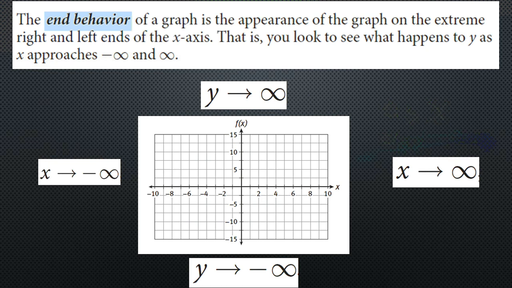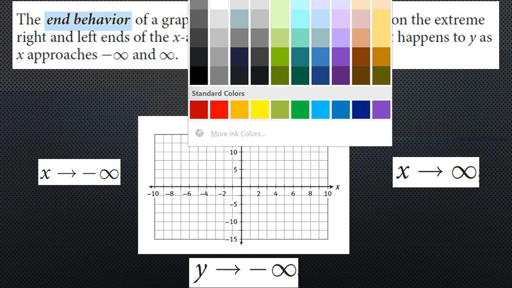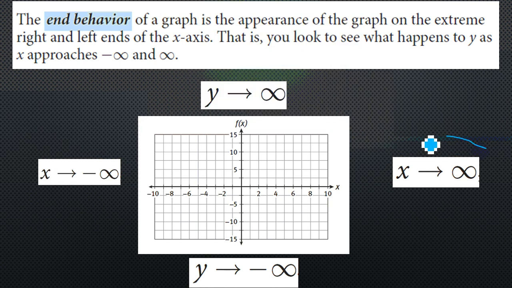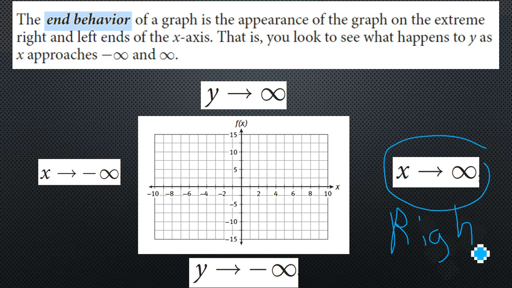Now, what I want to do is, I think the notation is a little bit confusing standing alone. So I want to go over a couple things here. When you see this one right here, I want you to think I'm looking to the right on the graph. Okay, because we're saying as x approaches infinity. So as we look all the way out here to the right, what's happening with the graph? We want to determine at the very end of it what happens.